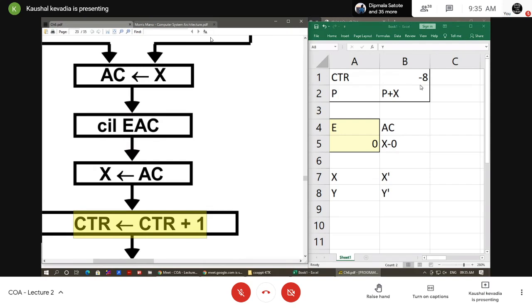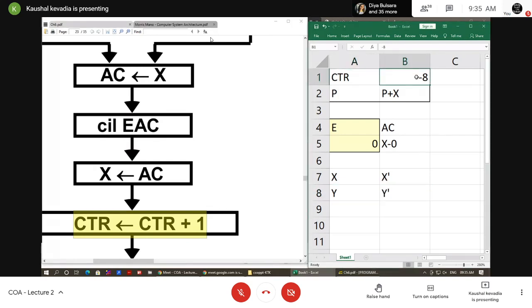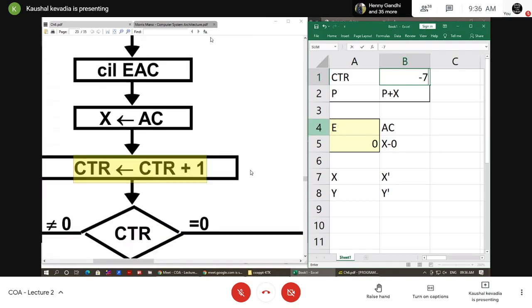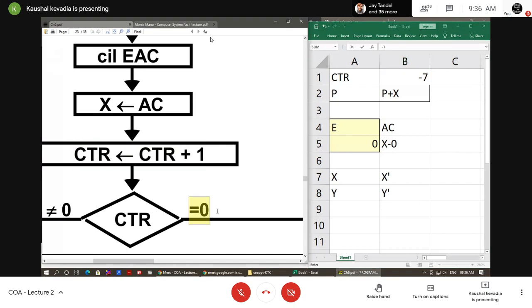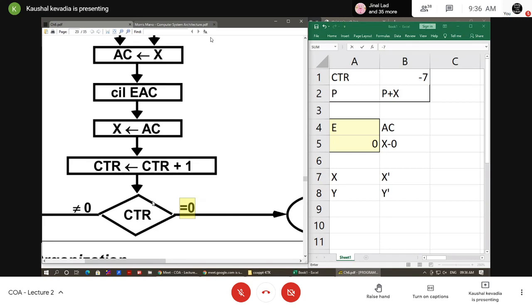And then after that we simply do counter equals CTR plus 1. Actually it was -8, now my first bit is processed. Now I want to increment the counter value by 1, so now the CTR is -7. Getting? Then I want to check whether CTR is 0 or not. If it is 0, I can say all my bits are processed. If it is not 0, I want to move again to the first point.